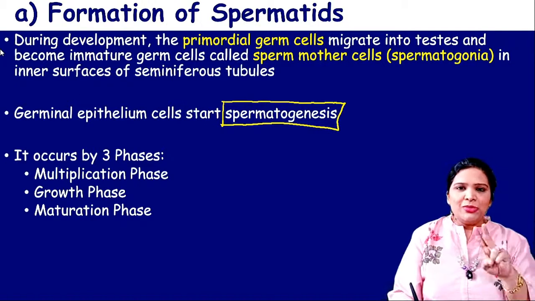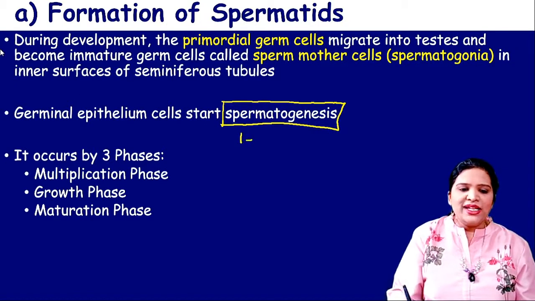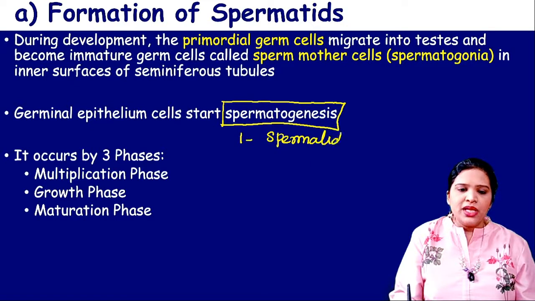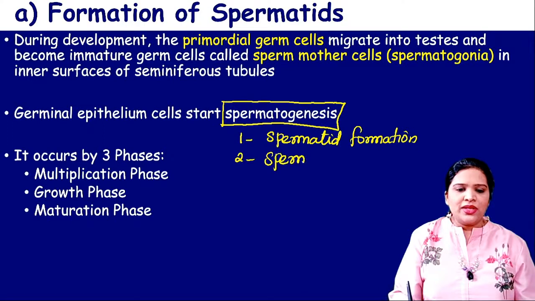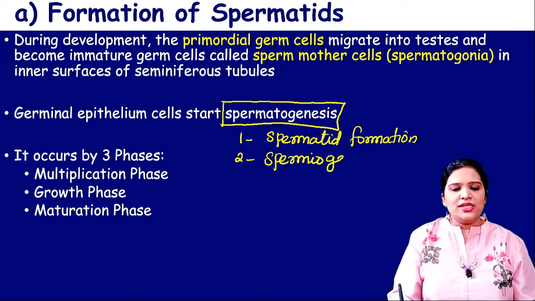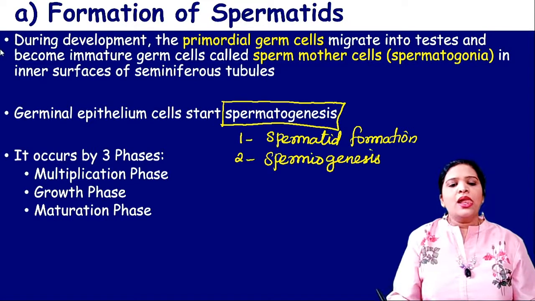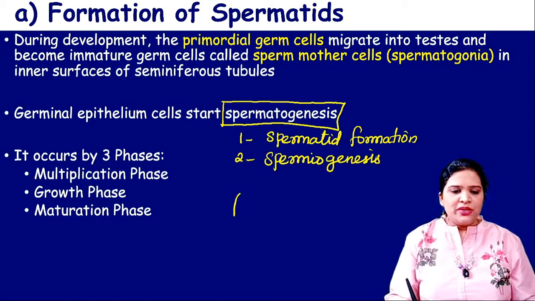So this occurs in two major stages. One is spermatid formation, and the second one is spermiogenesis. Okay. Now, you know sperm, right?